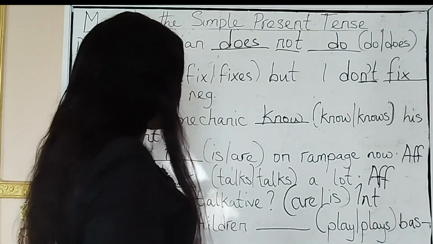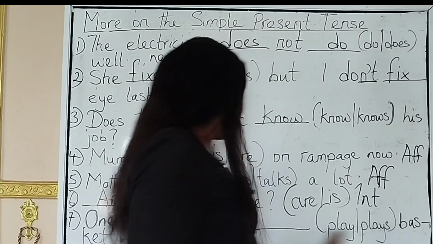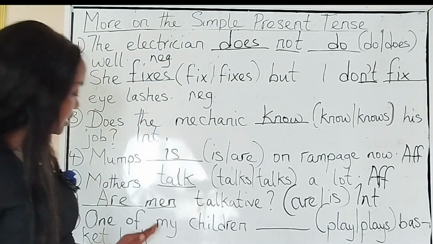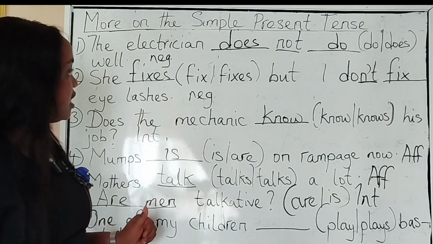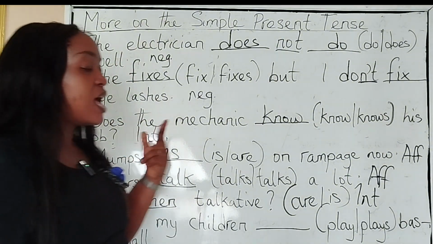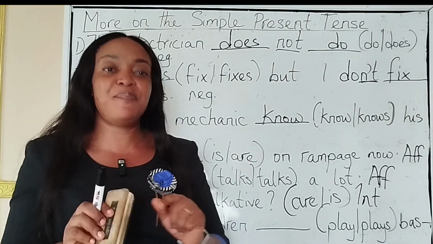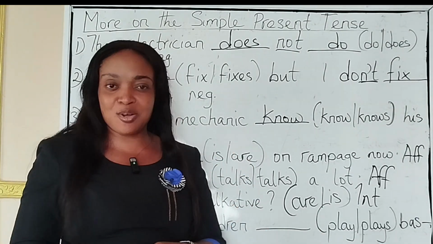If we are to say one of my children play or plays basketball, whichever is the answer, drop it and also analyze the sentence by telling me if it is a negative sentence, affirmative sentence, or an interrogative sentence. Drop this right under the comment section.